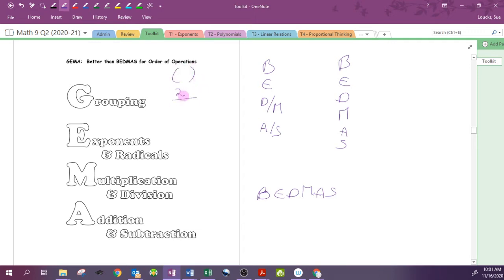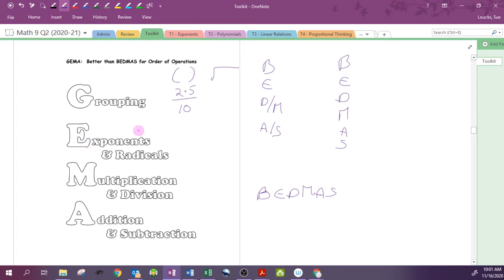You know, if you have 2 times 5 over 10, you know that you're going to do what's on top of that first. So it's like there's invisible brackets there. It includes the square root sign. It includes other things that you will come across in higher levels of math. So it's more general, right? It's just grouping. It's any sort of grouping device, okay?